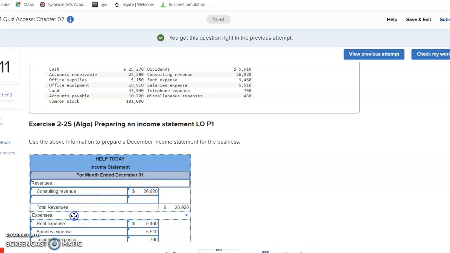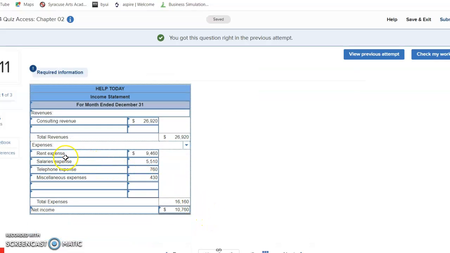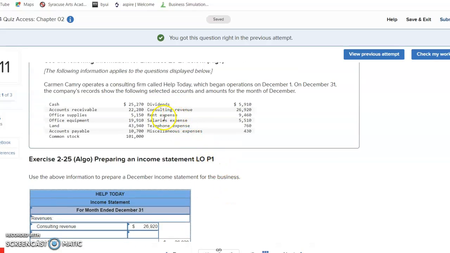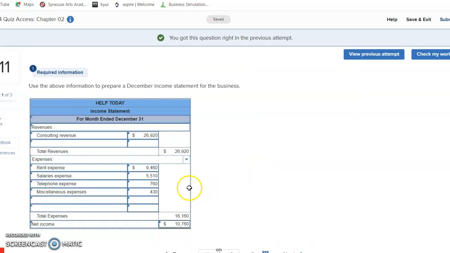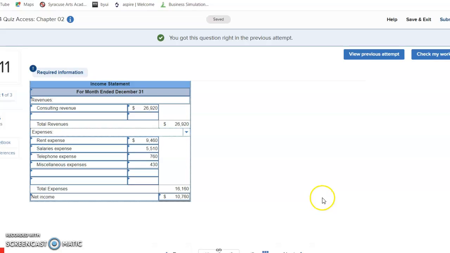Then down here we've got expenses. And the expenses we had were rent, salary, telephone, and miscellaneous that we could find right in here. And I put the amounts down there. And then the difference is our income. And this time it's positive because we had more revenues than we did expenses. So that came to 10,760. And that was it for that problem.